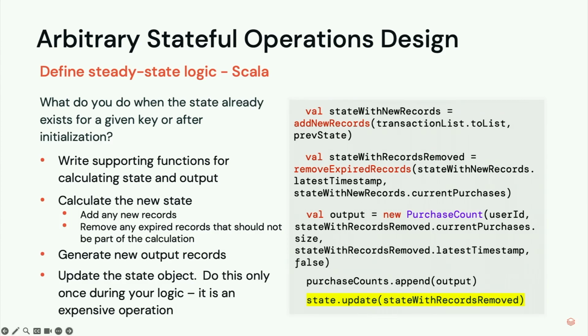Finally, I'm updating the state object. Now, this is important. This call is what is going to end up saving my altered state back over to the system, so it persists between microbatches. You only want to do this once. This is an expensive operation, so do not start up a loop and end up iterating the state over and over. You won't like your performance results. But if you do this once, then you're just going to save state once.